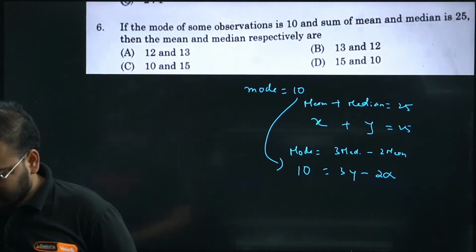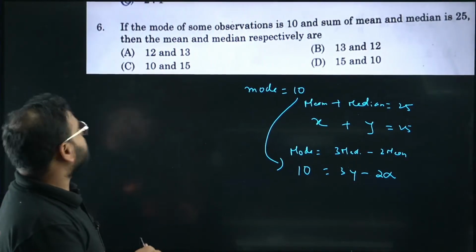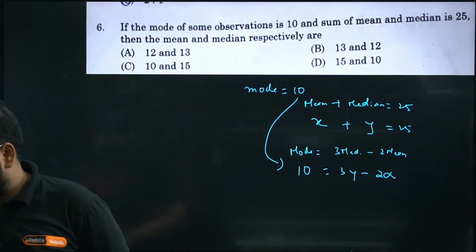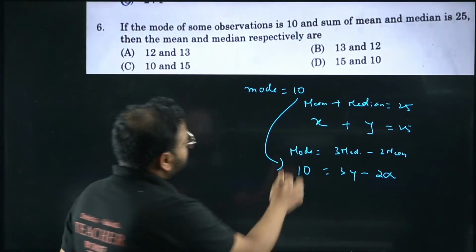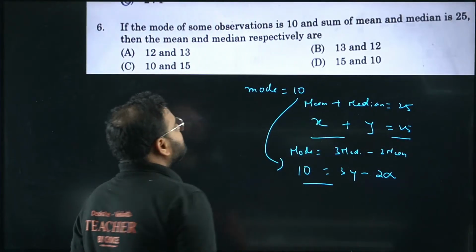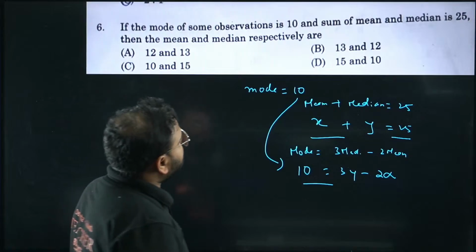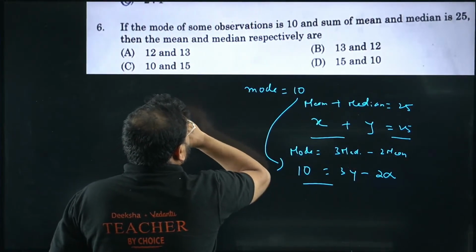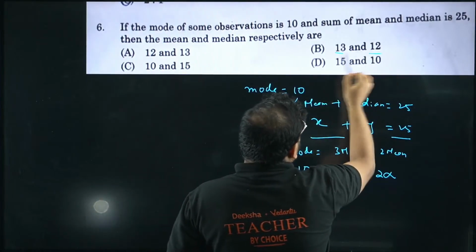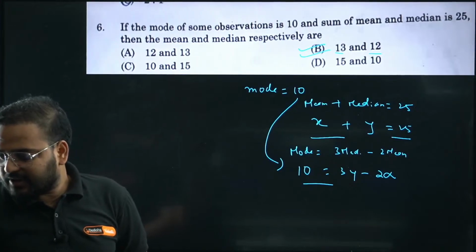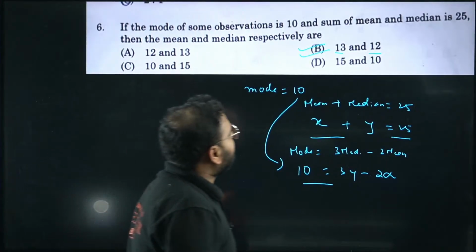Please check. So this is question number 6, right? 3 median minus 2 mean. So if you solve these equations over here and over here, you're going to get the value of x as 13. You're looking for mean and median, right? So x will turn out to be 13 and y will be 12. Please check.